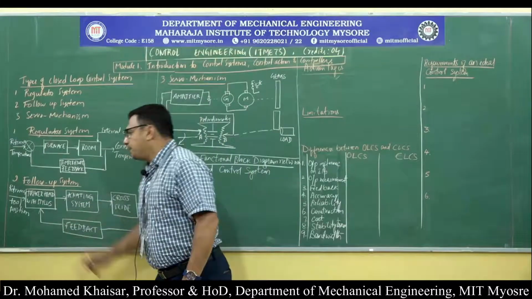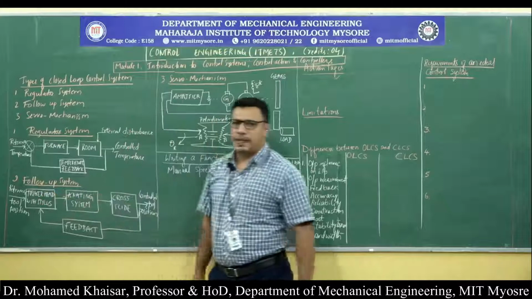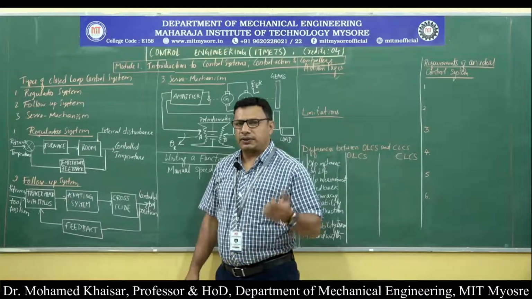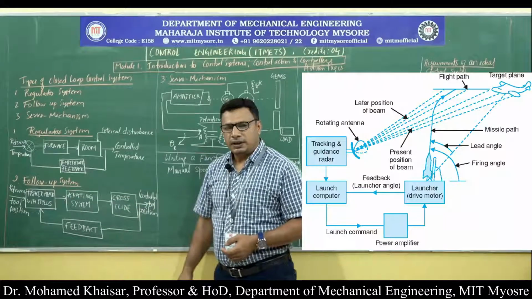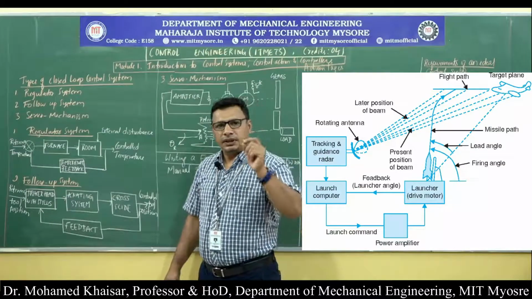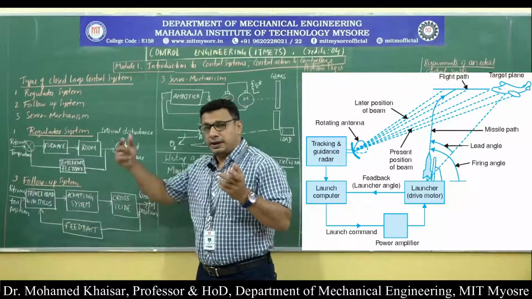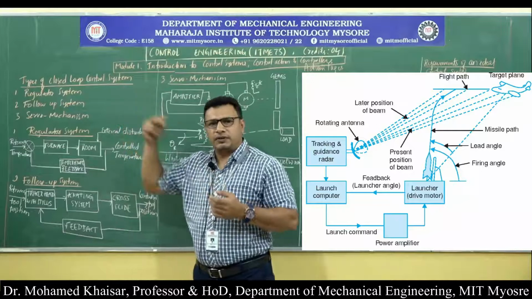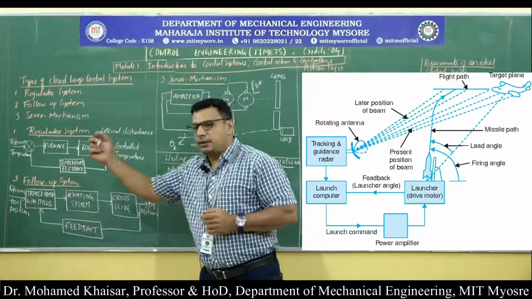Then, the second type of closed loop control system that we come across is the follow-up system. There are several examples. In the previous session, we took one example of a missile launching system, wherein the desired position of the missile launching will be decided first. Whereas, does the enemy aircraft stay at one single place in the space or in the skies? It doesn't. What does it do? It keeps on coming.